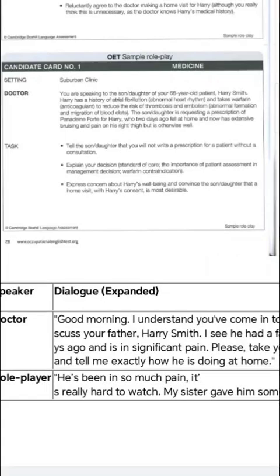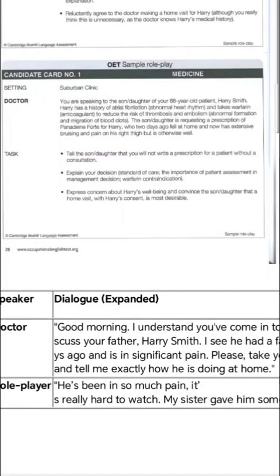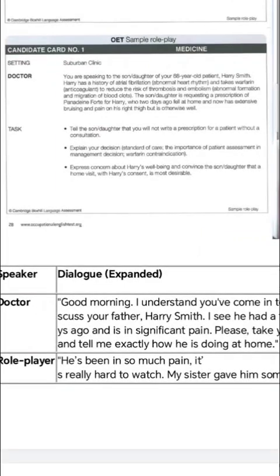Before starting your communication speaking task, ask what exactly the setting is, where you are exactly now. The setting is a suburban clinic. Who are you? The doctor. And to whom are you speaking? Not the patient, but the son and daughter of your 68-year-old known patient Harry Smith, who has a history of atrial fibrillation and is on anticoagulant medication. Because the son and daughter are requesting the prescription, now you have to continue the task.